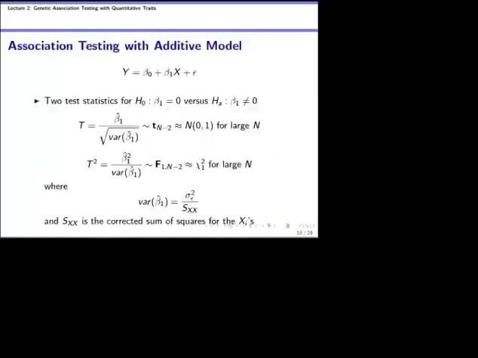I won't go into too much detail, but essentially you've seen this before, the Armitage trend test in some systems. Now we have phenotype onto genotype. We can test for beta 1 different from 0, testing for association. So people doing the GWAS are essentially doing 100,000 of these individual single marker tests, testing for association.